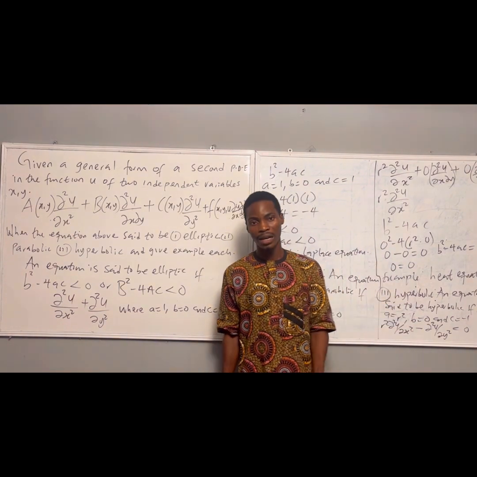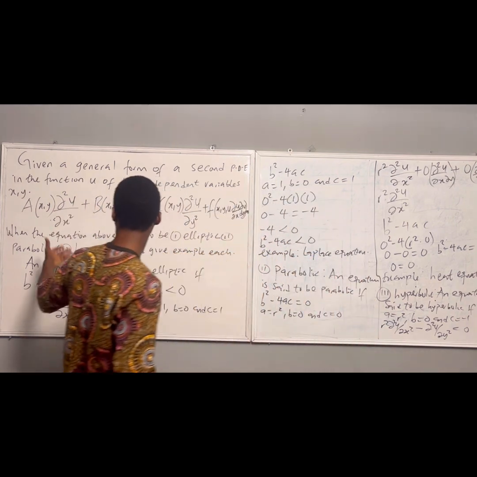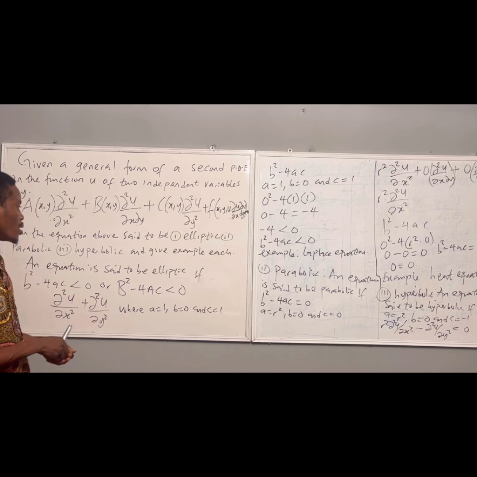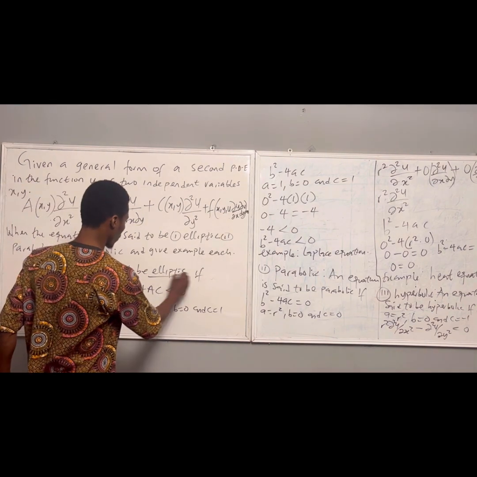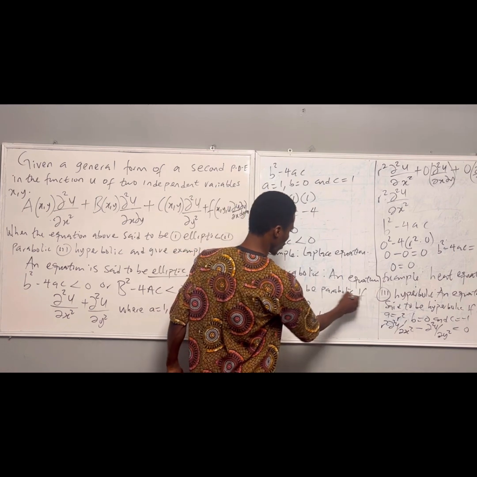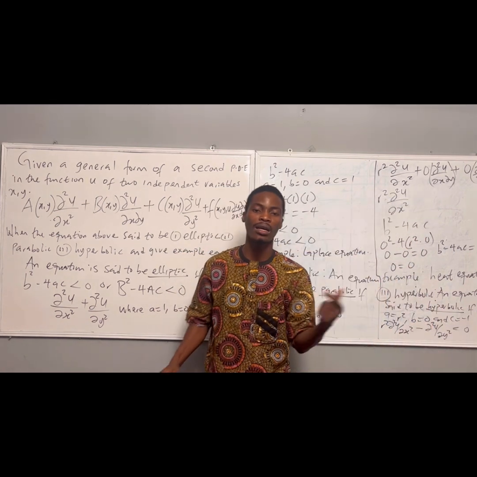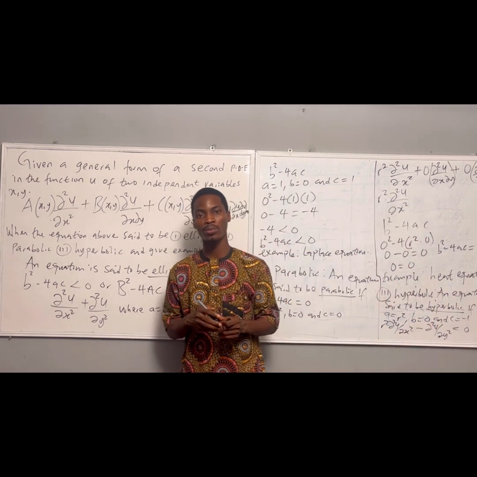So this is how an equation is said to be elliptic, and the equation is said to be parabolic, and the equation is said to be hyperbolic. So this is how to solve it. This is how an equation is classified in second-order PDEs.